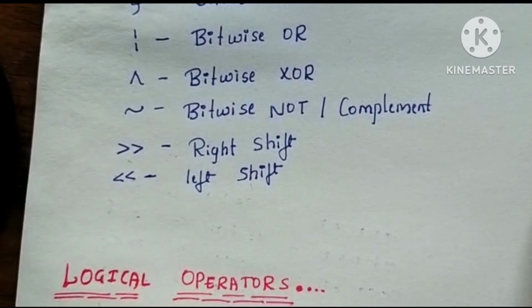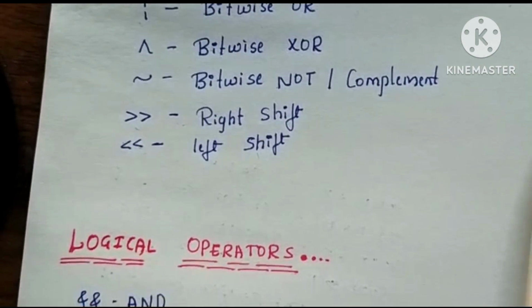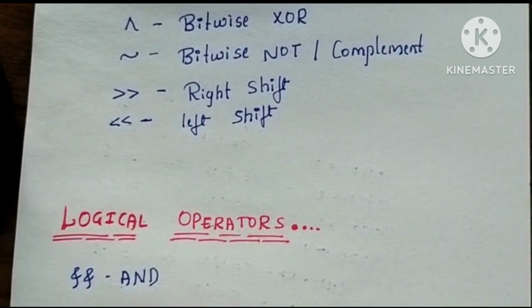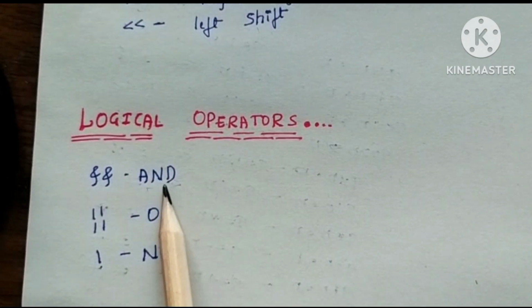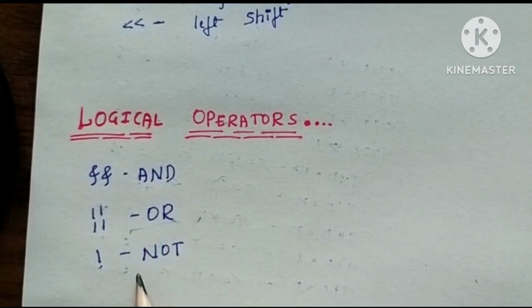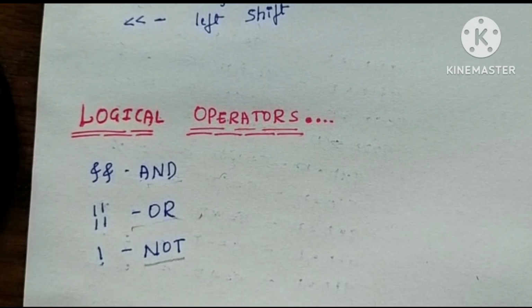So in this video I will also explain the logical operators. There are only three types, so I will explain them: the logical AND operator, the logical OR operator, and the logical NOT operator.